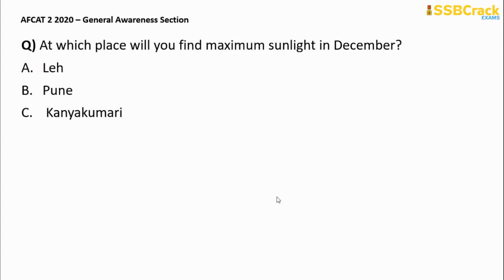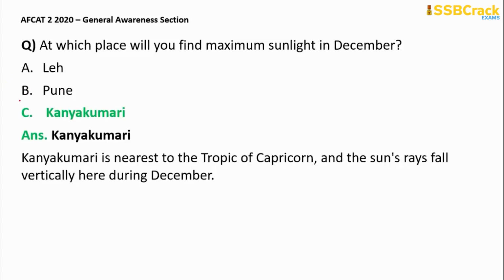Now the next question is, at which place will you find maximum sunlight in December? Leh, Pune, Kanyakumari. Kanyakumari is the nearest to the Tropic of Capricorn, and the sun rays fall vertically here during the month of December. So the correct answer will be Kanyakumari.